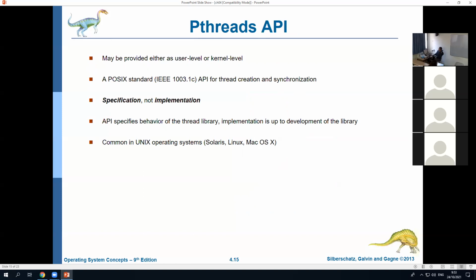So here's just to know what there is a thread. The Pthreads API is in Linux, and it's a specification, not an implementation. What that means is it's specifying how threads should be done on any kernel, on any Unix system, but it doesn't tell you exactly how to do it. It tells you how the interface should be.